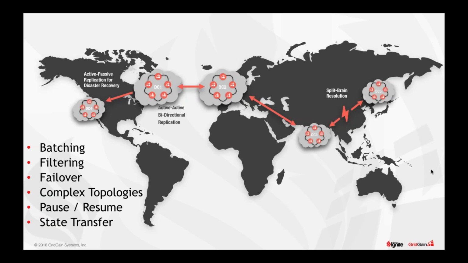When a cache update occurs in one topology, it can be transparently transferred to another. Each distinct topology capable of sending or receiving cache updates is called a data center.